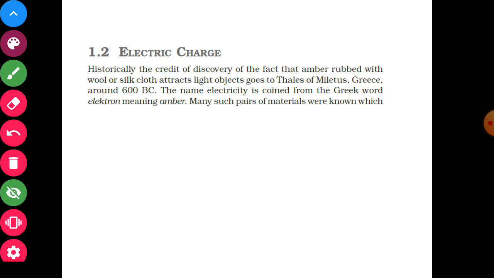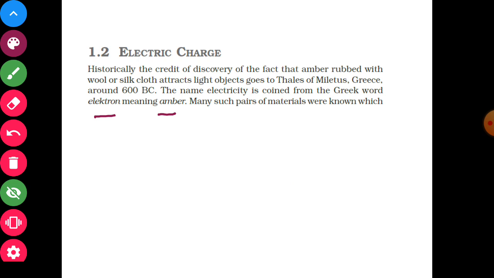Historically, the credit of discovery of the fact that amber rubbed with wool or silk attracts light objects goes to Thales of Miletus, Greece, around 600 BC. The name electricity is coined from the Greek word electron. This is a Greek word. Electron means amber. Electron means amber.